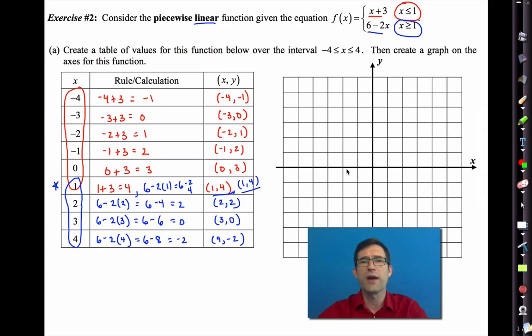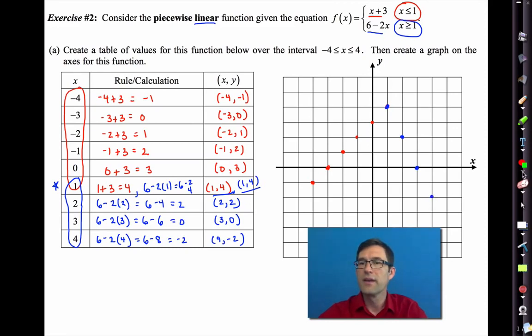All right, so let's do some graphing. Negative 4 comma negative 1, I'll go in red. Negative 3 comma 0. Negative 2 comma 1. Negative 1 comma 2. 0 comma 3. 1 comma 4. I could have put that one in blue as well. I think I'll switch to blue. 1 comma 4 we already have. Again, same point. 2 comma 2. 3 comma 0. And 4 comma negative 2.